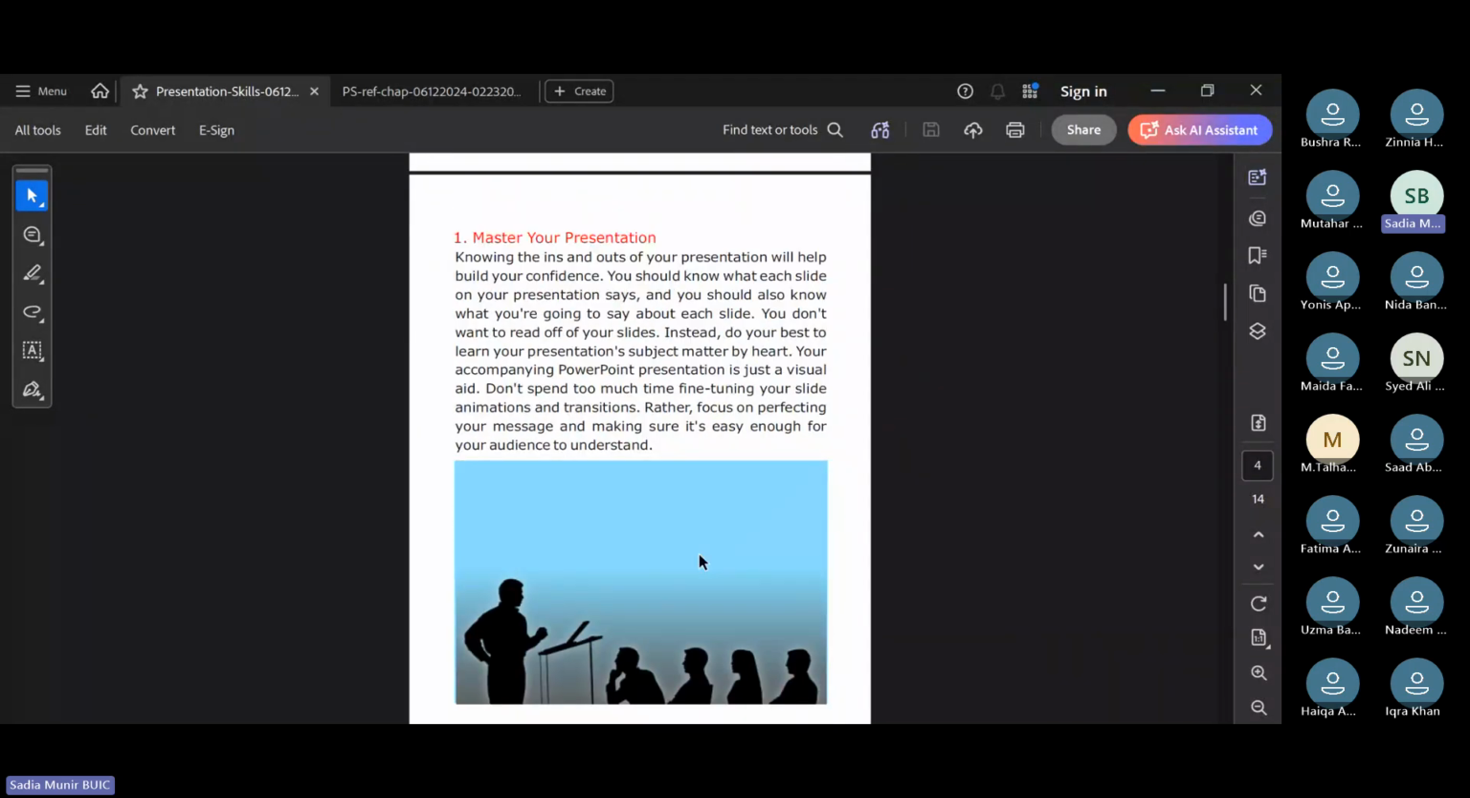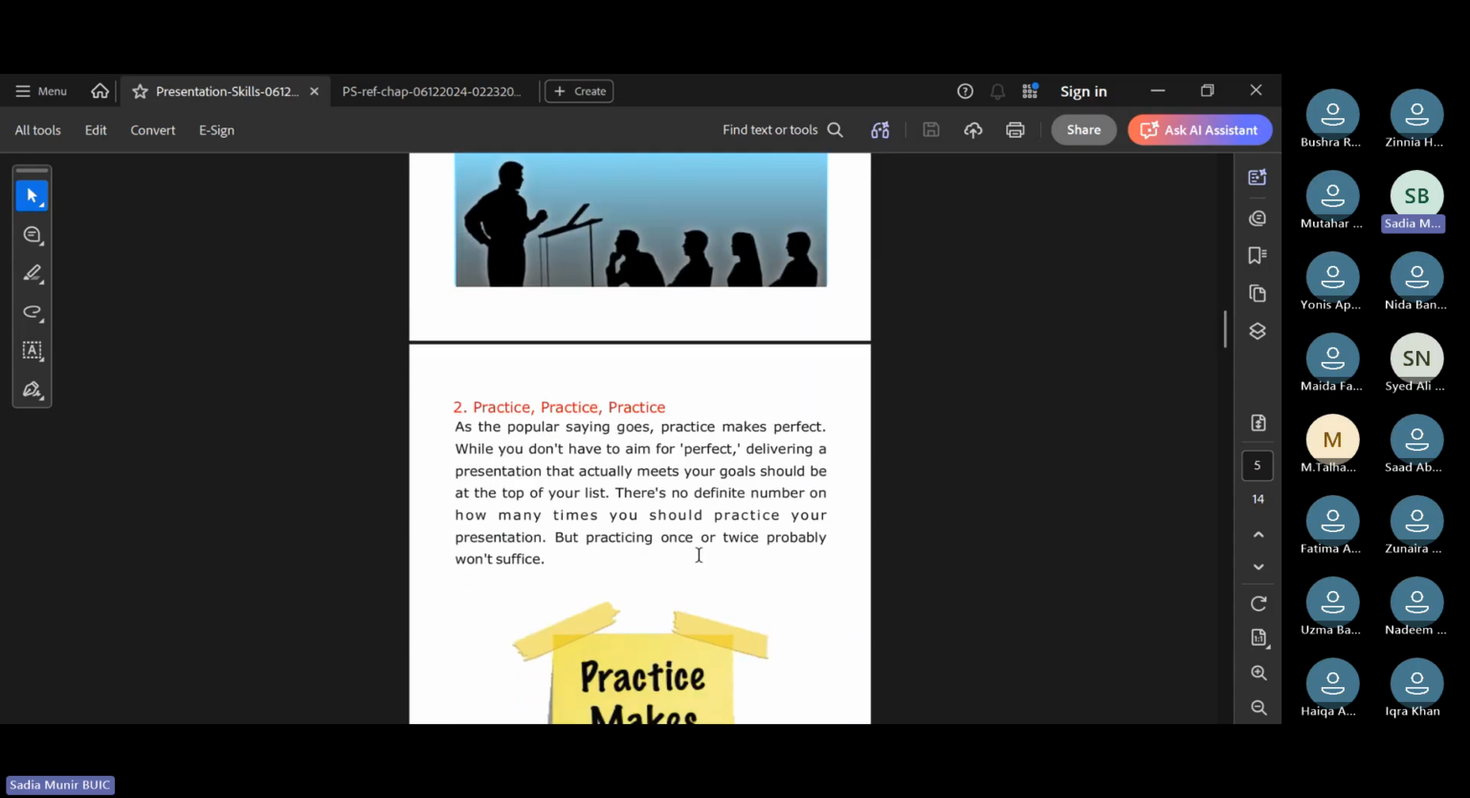You have to master your presentation. You have to have confidence in yourself. You don't have to put your heart into turning your PowerPoint slides into the perfect ones. No, that should not be your goal. Your goal should be aiming at the presentation, the delivery of the presentation.